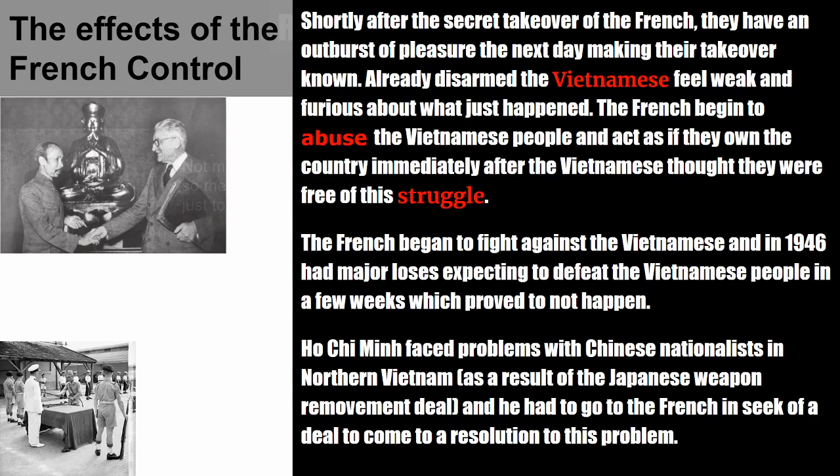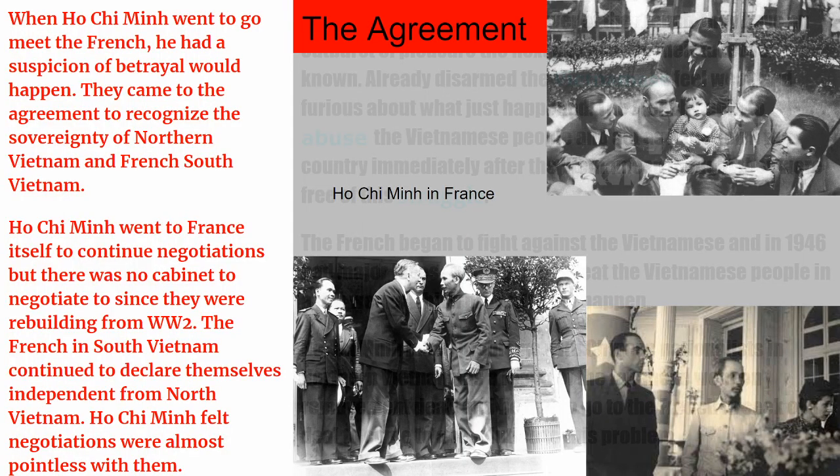So Ho Chi Minh and the Viet Minh faced a lot of problems with the Chinese nationalists in northern Vietnam. The Chinese were doing similar things, except they were actually raping and plundering the land themselves instead of disarming people. So he had to go to France to seek a resolution to them being rearmed and taking back control. Ho Chi Minh went to France to seek a deal. He didn't want much violence. He actually wanted to solve things peacefully.